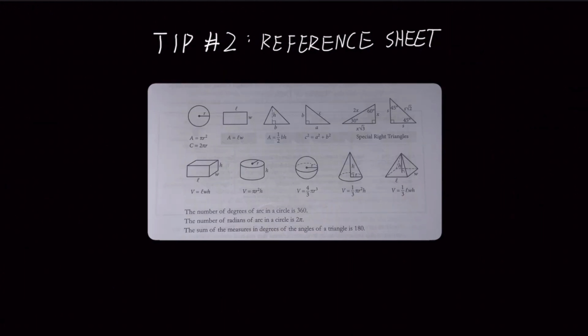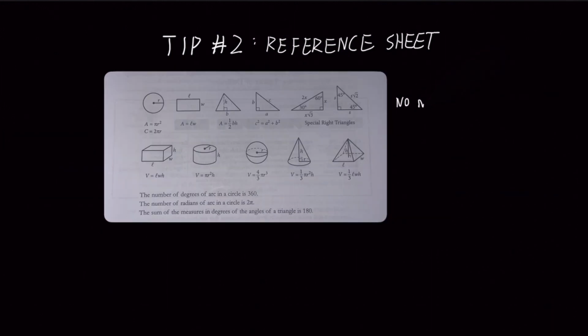As you can see, here is the reference sheet that you will be given on the SAT. It gives you pretty much all of the necessary geometric formulas needed to calculate volume or area. It has the special right triangles. You've got the volumes, the areas, c squared equals a squared plus b squared, and the circle stuff. And down here, you've got some of the basic stuff.